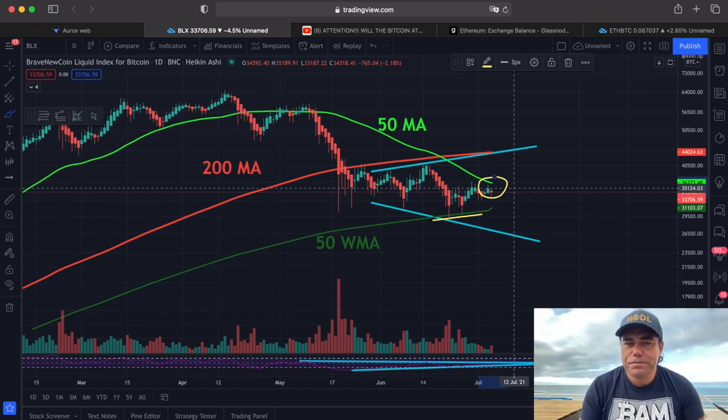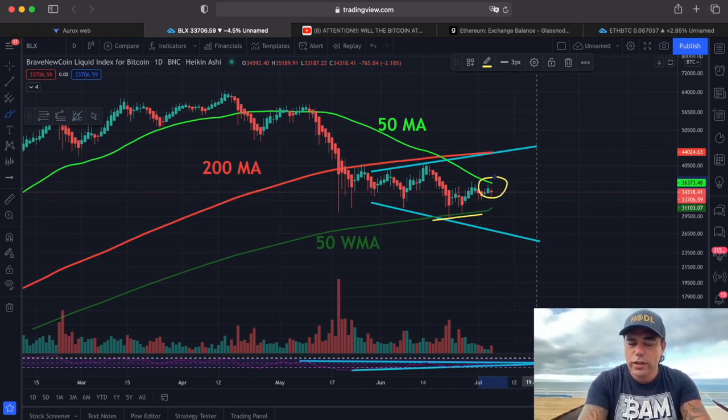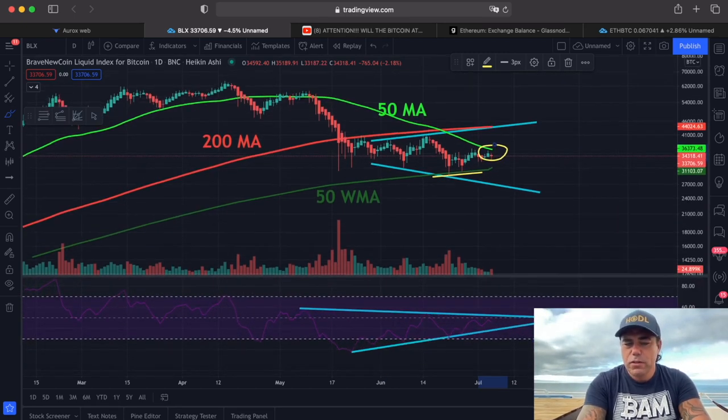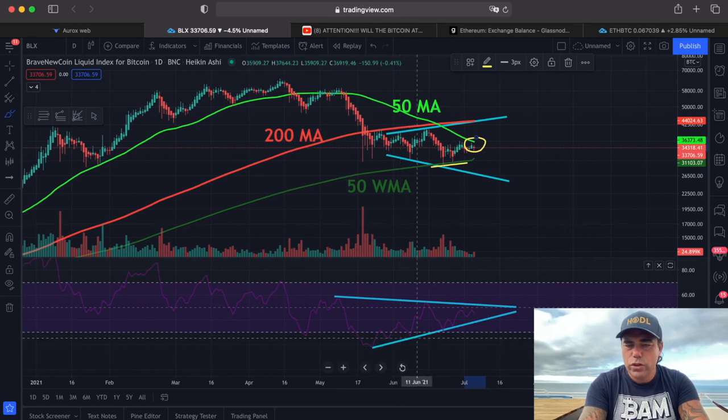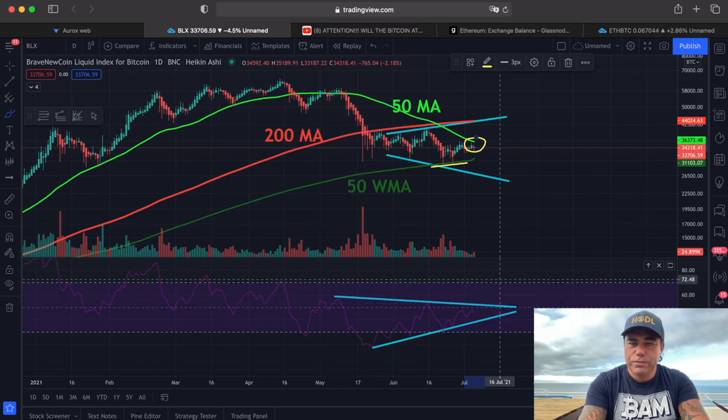Don't lose trust in Bitcoin. Bitcoin can move in mysterious ways. And I can show you that by doing the next thing. First, look, the RSI is also slowly crawling up, also forming this pattern that we can break up, and we need to break out to the upside to become bullish.